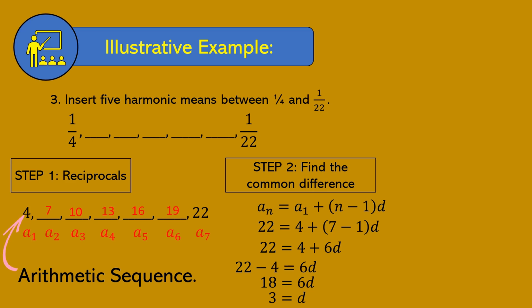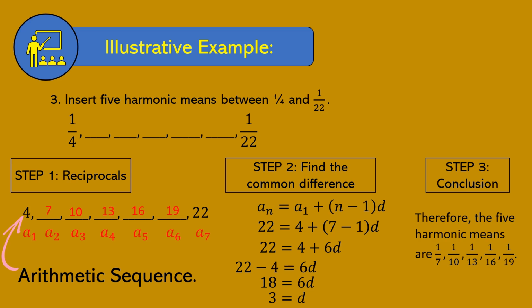Okay. So, what is now the final answer? What are the 5 harmonic means between 1/4 and 1/22? So, conclusion, we will just get the reciprocals. The reciprocal of 7 is 1/7. The reciprocal of 10 is 1/10. The reciprocal of 13 is 1/13. The reciprocal of 16 is 1/16. The reciprocal of 19 is now 1/19. So, the 5 harmonic means are 1/7, 1/10, 1/13, 1/16, and 1/19.